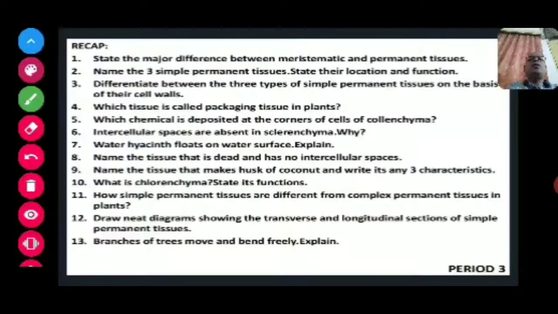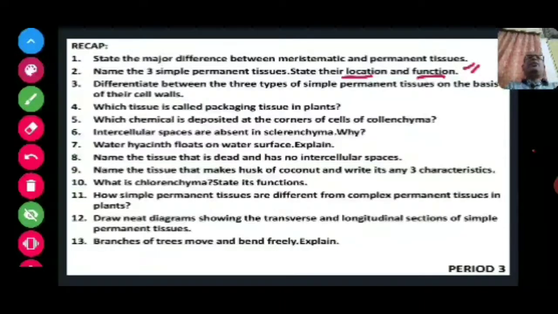You have to write down all these questions. First question: state the major difference between meristematic and permanent tissue. You know it very well. Name the three simple permanent tissues, which I have already told you: parenchyma, collenchyma and sclerenchyma. State their location and function. In the previous slide I have already discussed it to you.